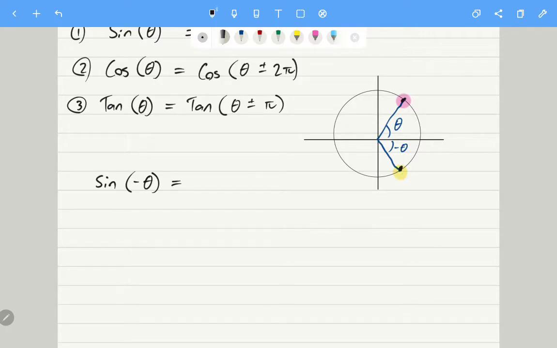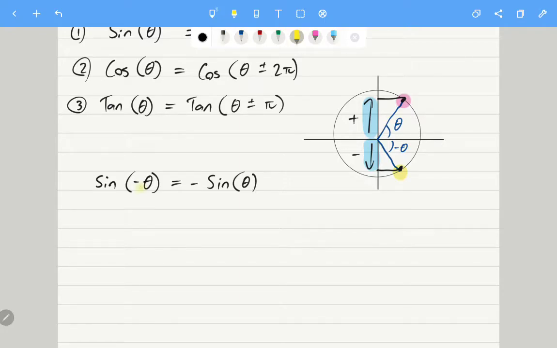Is there any relation? Well, it's easiest to look against the y-axis, right? Because remember, sine is measuring the y-coordinate. It's measuring how far away it is from the x-axis, the y-coordinate, the height. So this distance is the same as this distance. The only difference is that this is positive and this is negative. Meaning, when you go the negative angle, that's the same as getting negative the positive angle.